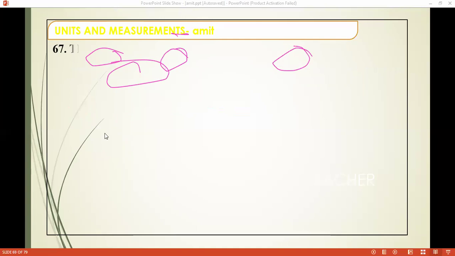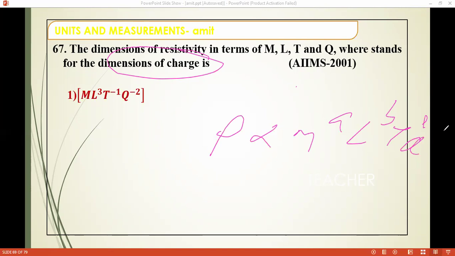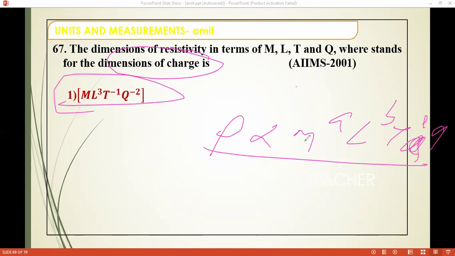The next was the dimension of resistivity in terms of MLT and the equivalent stand for the dimension of charge. So you can find it out from again here. The dimension of resistivity, basically what the question is talking about, is that resistivity is proportional to the power A and power B, T to the power C and T to the power D. This is just a reference you can check. You don't need to solve this, otherwise it will consume your time. Just put the values and check it by the trial method and you can eliminate so many options directly.